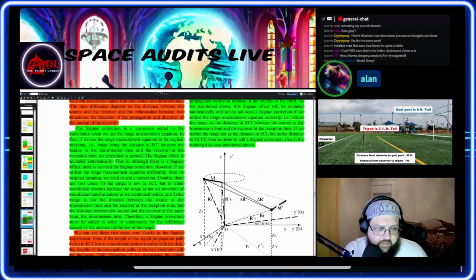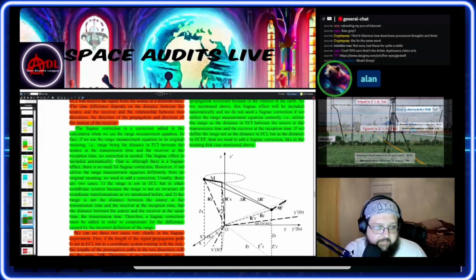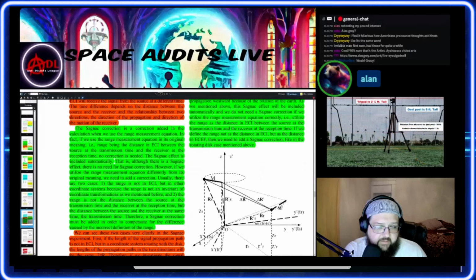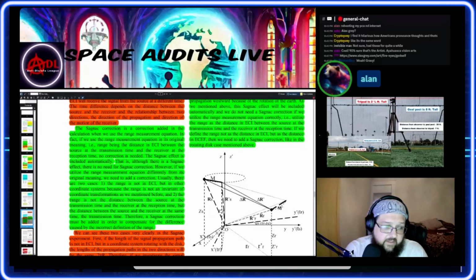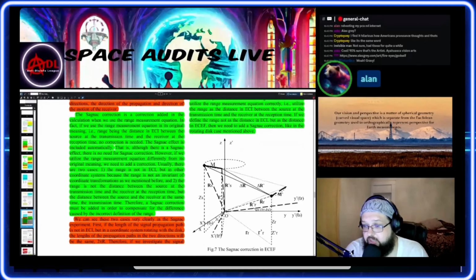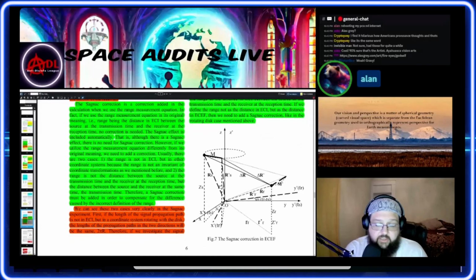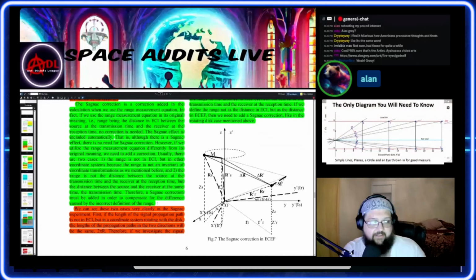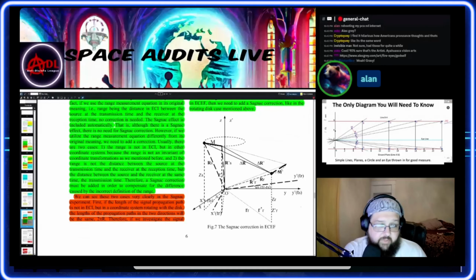And two, the range is not the distance between the source at the transmission time and the receiver at the reception time, but the distance between the source and the receiver at the same time, the transmission time. Therefore, the Sagnac correction must be added to compensate for the difference caused by the incorrect definition of range. So again, when they're changing coordinate systems, they're changing how they define how they're using GPS. I'm guessing that's how you could look at it. And to correct for that, they have to make the necessary corrections, or they're going to be inaccurate.